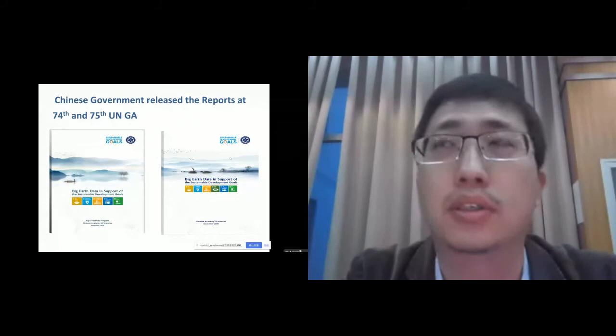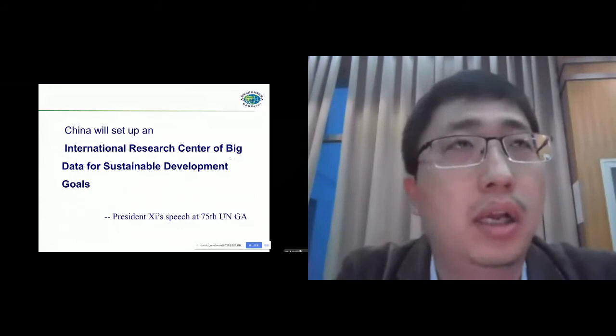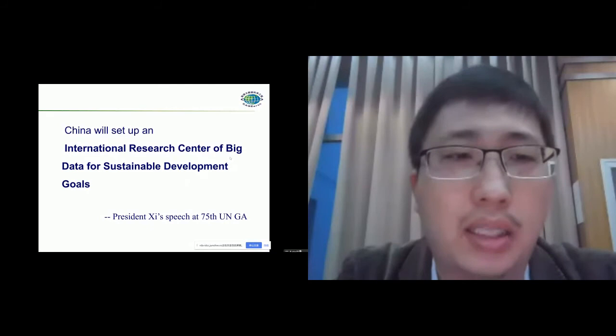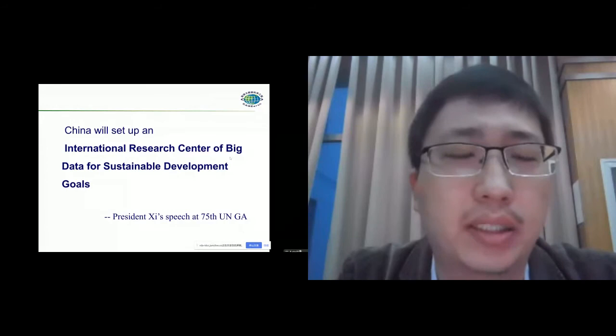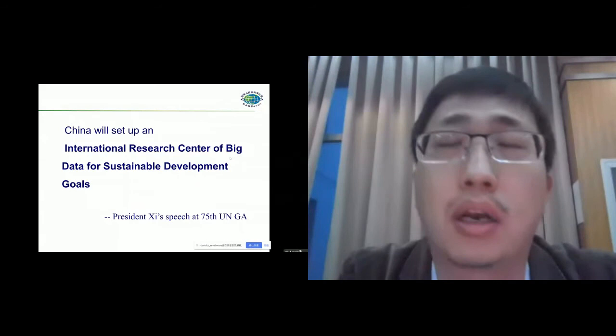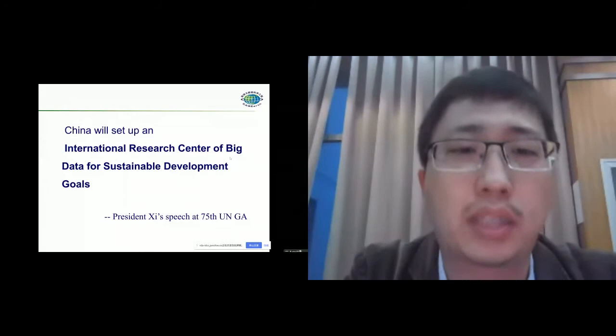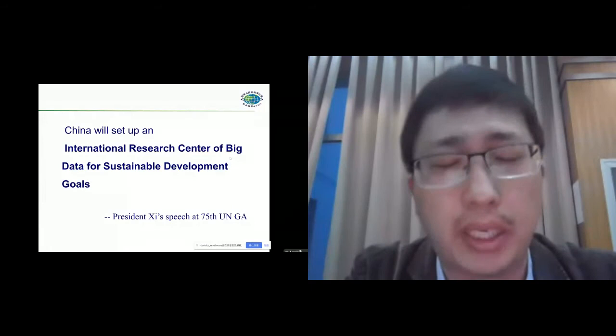And the last slide I would share is that at the UNGA, the Chinese President Xi gave a speech and announced China will set up an international research center of big data for the sustainable development goals. This center is based on our scientific base, and it will be a new channel for international partners to work together and use big Earth data and big data technologies for the SDG.